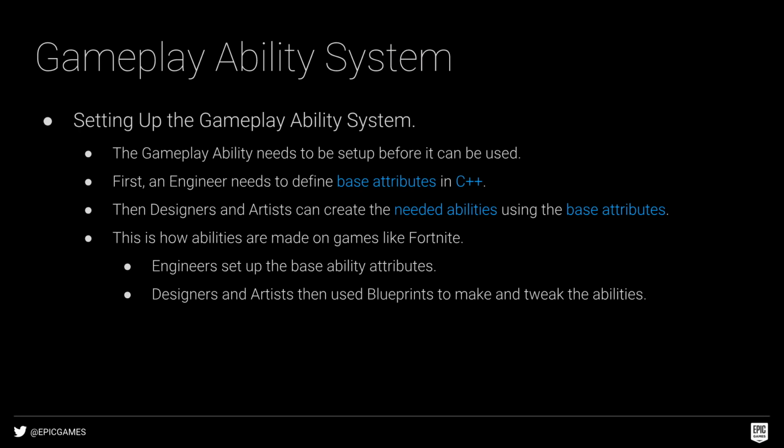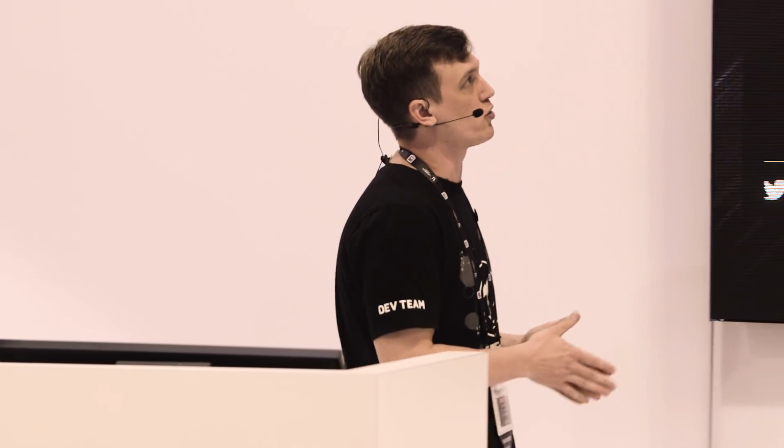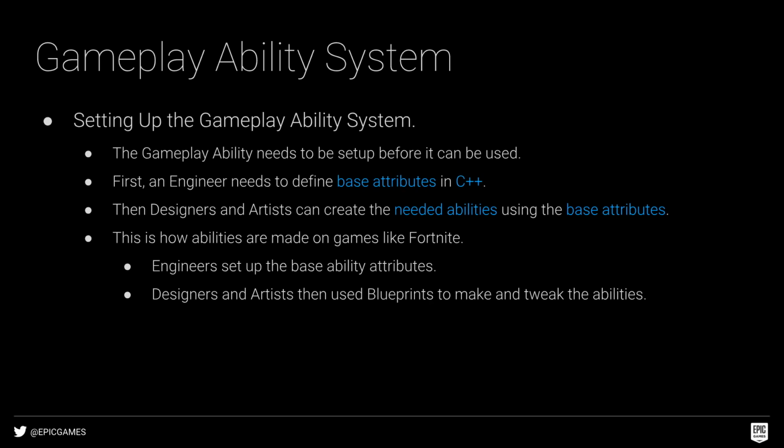So, while the gameplay ability system does sound amazing, and that's because it is, there are a few things that you need to be aware of before you can use it. First off, it actually needs to be set up. What I mean by that is there are a series of things called base attributes. A base attribute can be something such as mana, or health, or attack speed, or attack damage. These base attributes need to be set up in C++ before artists and designers can actually utilize them. Once these are set up, the artists and designers for your project can then tweak these base attributes using Blueprints to pass the data back and forth.